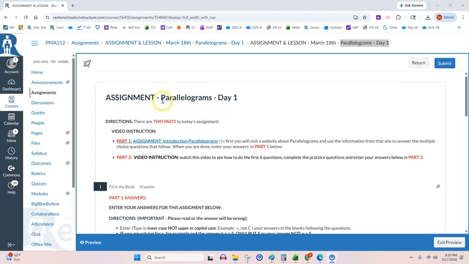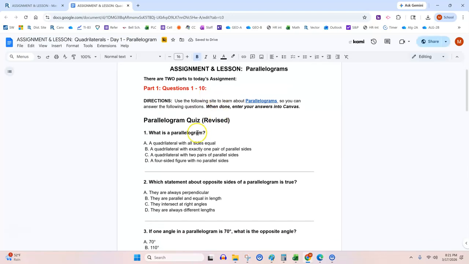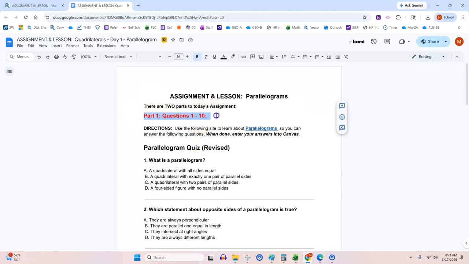Okay, hello. We are working on parallelograms, day 1 assignment. There's 2 parts today, so hopefully you might have already done part 1. When you click on this, you get to this assignment right here. Okay, so this is part 1.